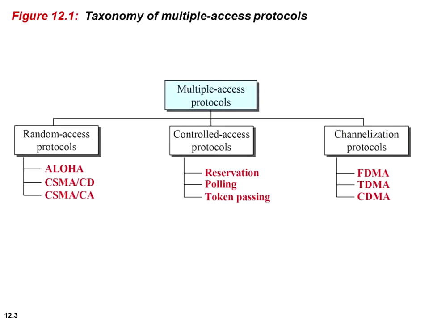So when nodes or stations are connected and use a common link called a multi-point or broadcast link, we need a multiple access protocol to coordinate access to the link. So the problem of controlling the access to the medium is similar to the rules of speaking in an assembly.